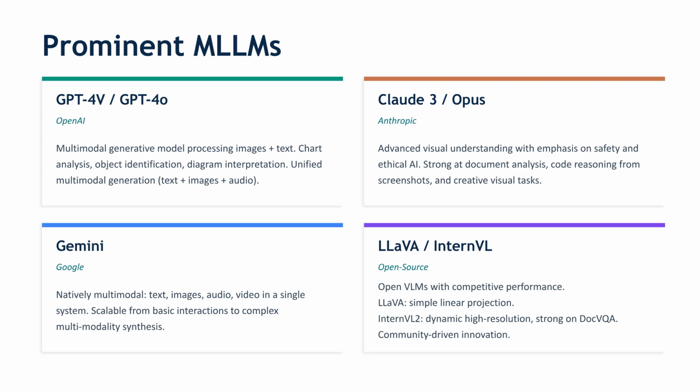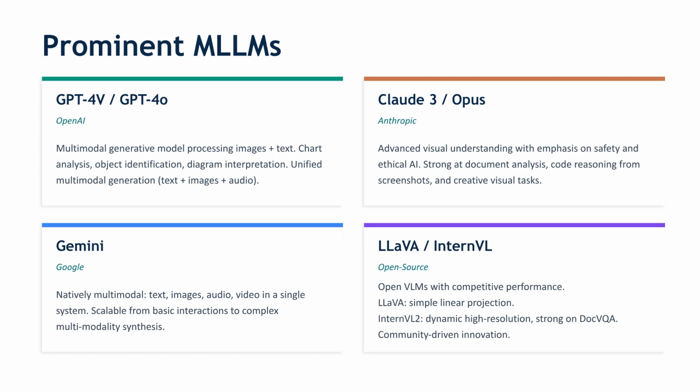Claude 3 and Claude Opus from Anthropic emphasize safety and ethical AI alongside strong visual understanding. They are particularly good at document analysis, code reasoning from screenshots, and creative visual tasks. Gemini from Google is natively multimodal, processing text, images, audio, and video within a single system.